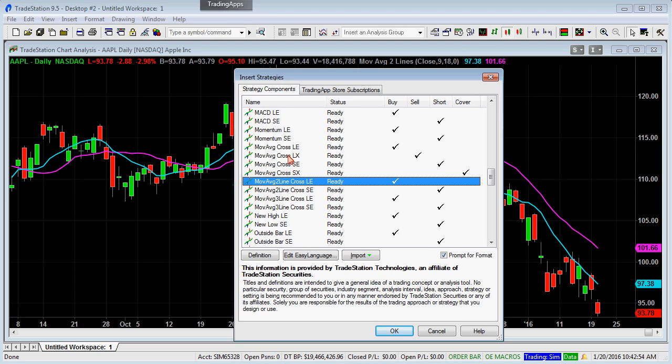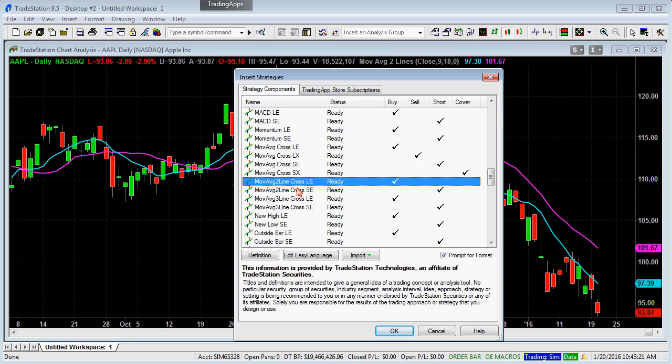If you look at the strategies that are here for the moving average cross, we have 2 additional letters, LX and SX, which are the exits, long exit and short exit. So when you come to the list of strategy components here in TradeStation, every strategy most of the time will have those 2 letters at the very end so you can know what the strategy was designed to do. What action is it going to take when you put it on the chart?